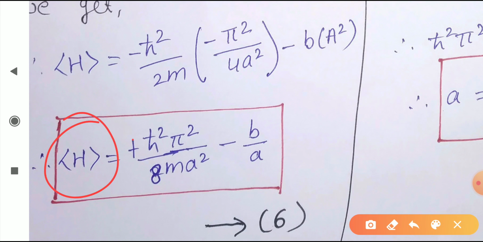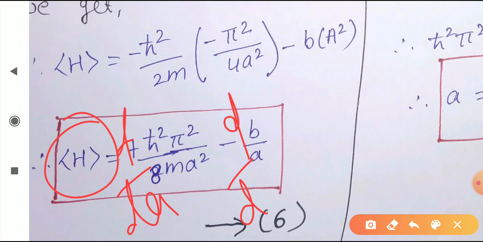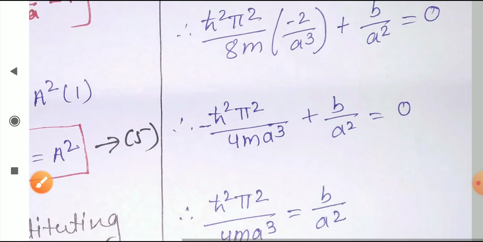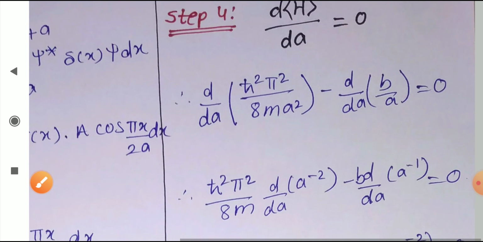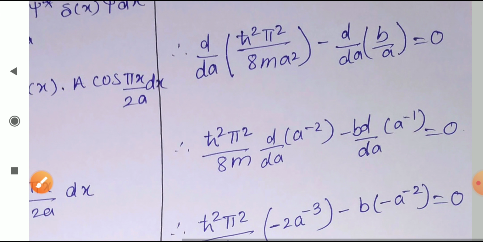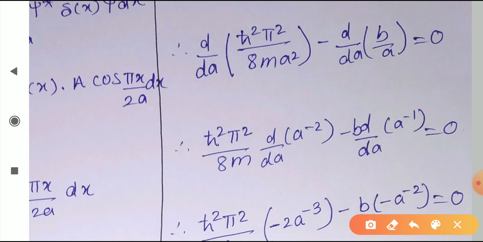So first we'll do the d by da of this, then we do the d by da of this. Separately we can do this. So here I have written separately. See, this I have written. Clear? So now here I can take the term outside first, that is ħ² π² upon 8m, that is this, it is outside.